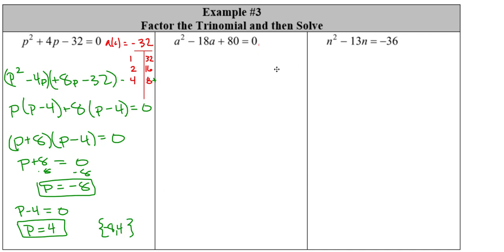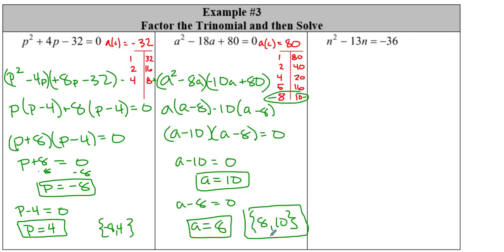Alright, let's go ahead and pause the video here. I'm going to let you do this one on your own. Pause the video here and then come on back. Alright, welcome back. So I got 8 and 10. Those are my values to get my zeros.